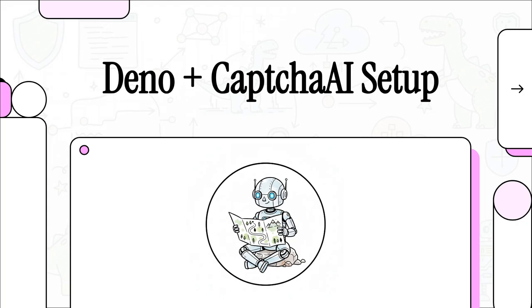Welcome to this explainer. Today, we're targeting a very specific engineering challenge, and we're going to completely shift our mindset. We're moving away from building those fragile, happy path demo scripts. Instead, we're learning how to build a rock-solid Deno plus CaptchaAI integration, one that's specifically designed for unattended, automated workflows. So, if you're building automation, you're definitely in the right place.